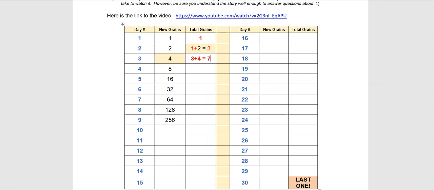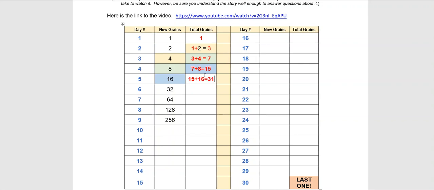So after we're gifted 8 grains of rice, we have 7 that we already had, and we have a new 8. 7 plus 8 gives us 15. How many grains of rice do we have at the end of day 5? So after we're gifted 16 grains of rice, do you see how to continue this? And so on. Do you see what we're doing here?